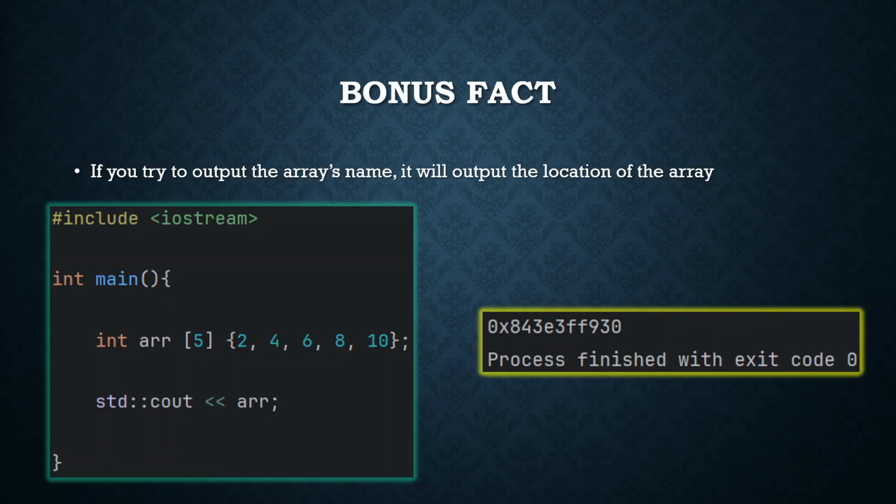An additional fact that I wanted to include is that if you try to output the array's name, it will output the location of the array. This is going to be useful later.